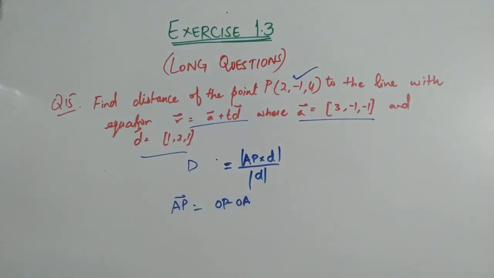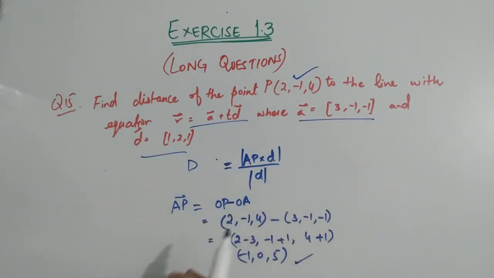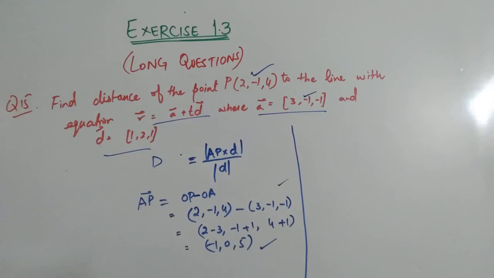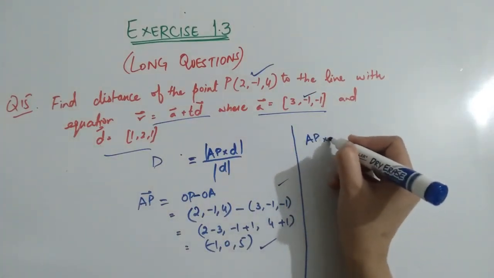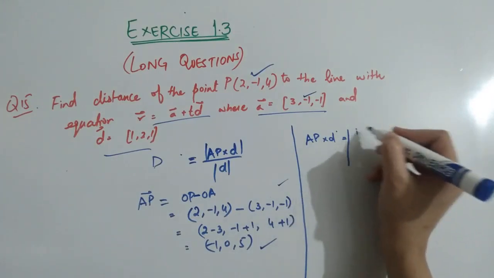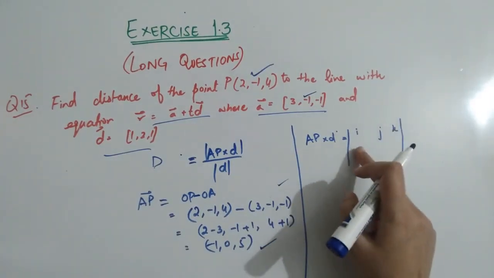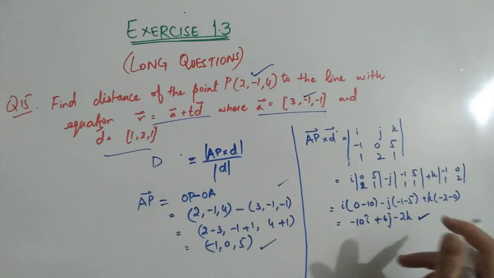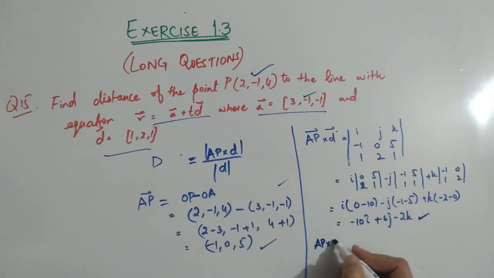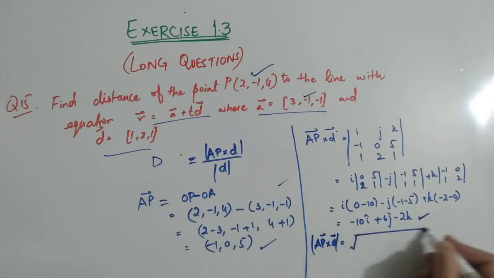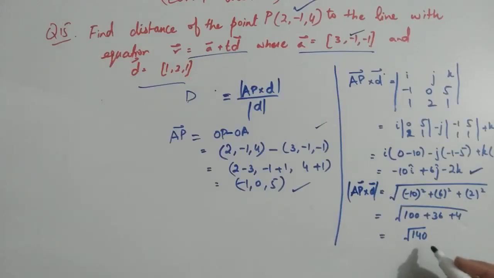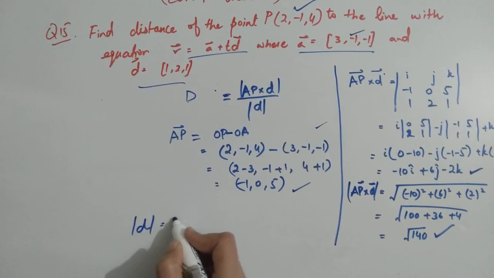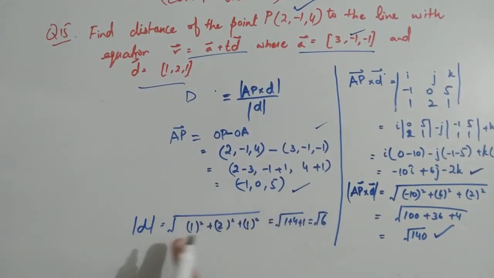Now putting the values here, you will get minus 1, 0, 5, where P is this and A vector is this here. And now you have to find the cross product of AP and D equals the IJK determinant. Now put the values of AP vector here and D vector here. You will get this cross product. Now taking the magnitude of AP cross D using the formula of magnitude, this will give the answer square root 140. Now you have to find D magnitude according to the formula. Now calculating D magnitude here, square root 6 will be the magnitude of D.